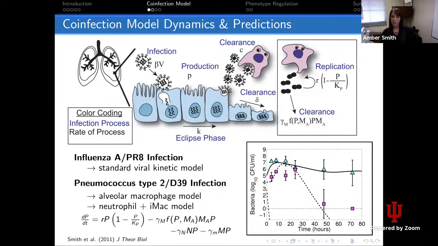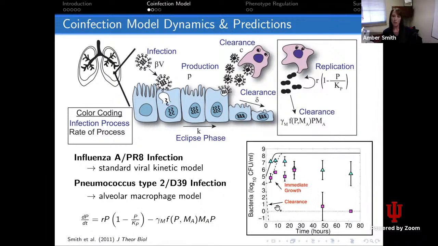And what we were able to do with that was actually get the dynamics of different doses. So at high doses, you actually don't get clearance. At intermediate doses, you will after a couple of days, and at low doses, you don't establish an infection. And so this model was able to capture all of that with just changing the initial condition.